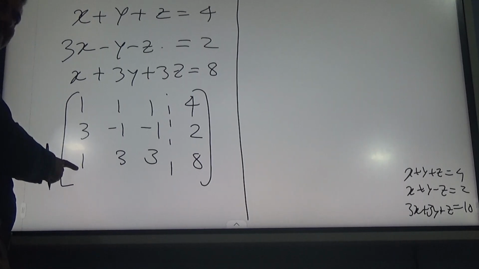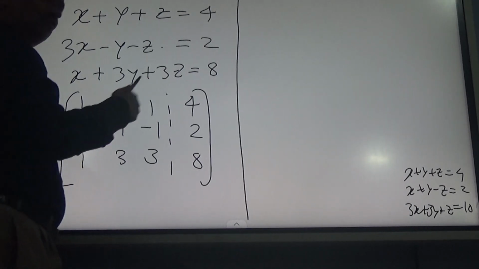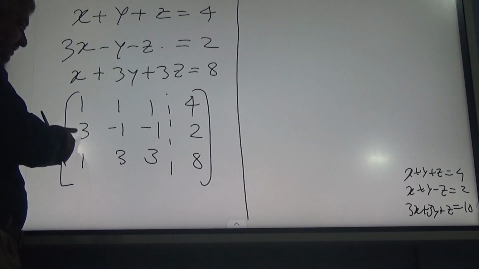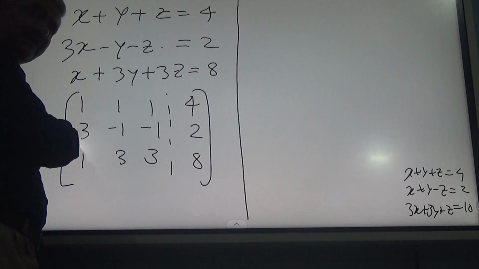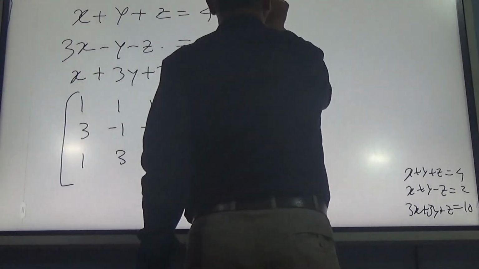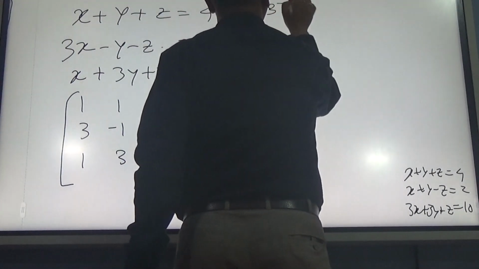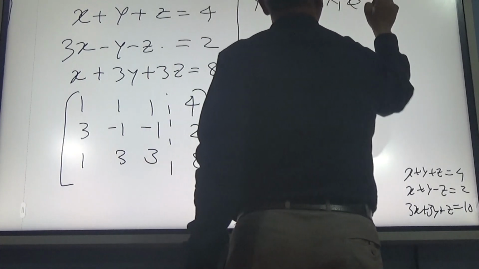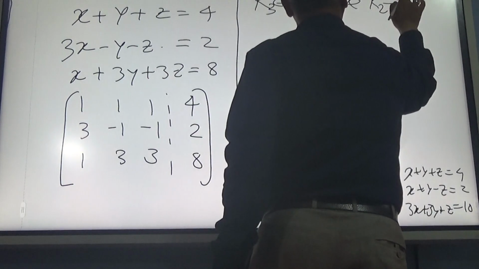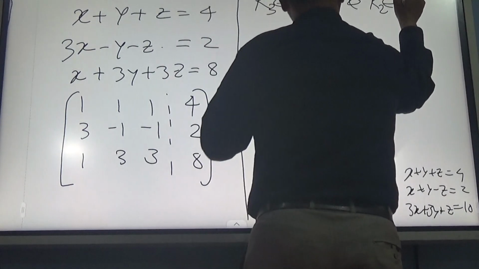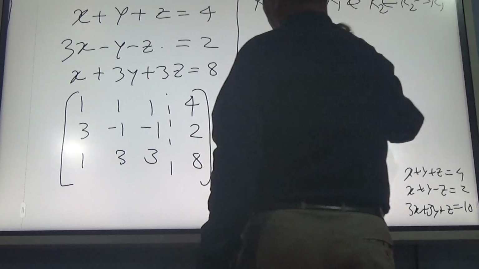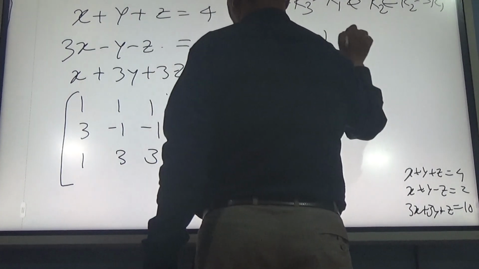First we make this 0. That means you can do two simultaneously: R3 minus R1 and R2 minus 3R1, right? So R3 equal to R3 minus R1 and R2 equal to R2 minus 3R1 provides us 1 1 1 4.